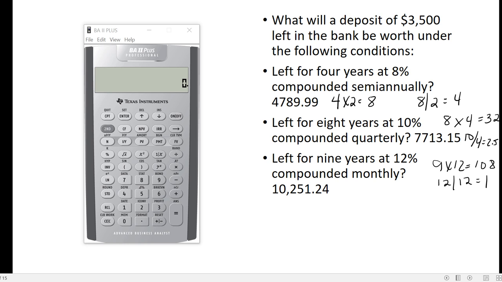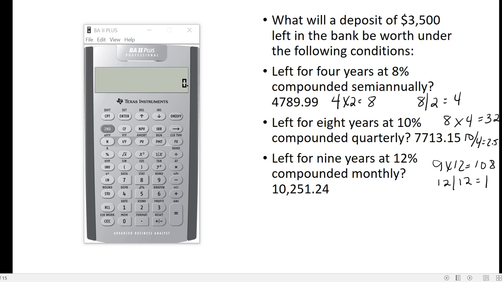Hello, this is Dr. Renee Dyer, and in this video we're going to be using the Texas Instruments BA II Plus to solve for future value, but we're going to look at compounding, our time and our interest rate, and how we make those changes. So our problem is, what will a deposit of $3,500 left in the bank be worth under the following conditions?